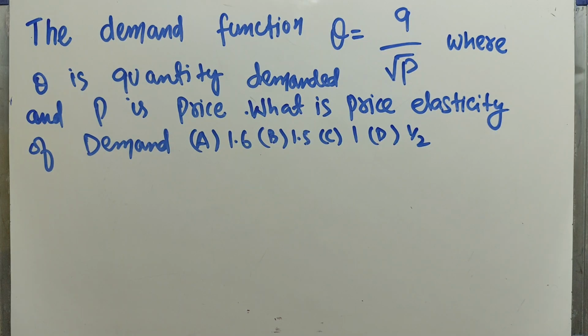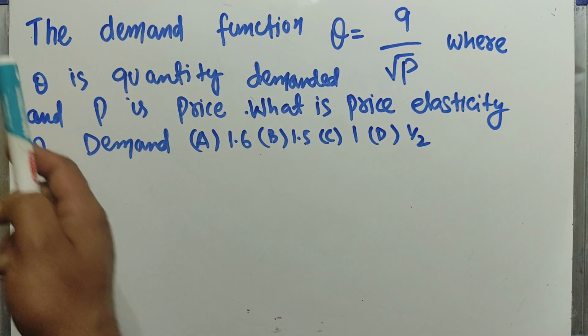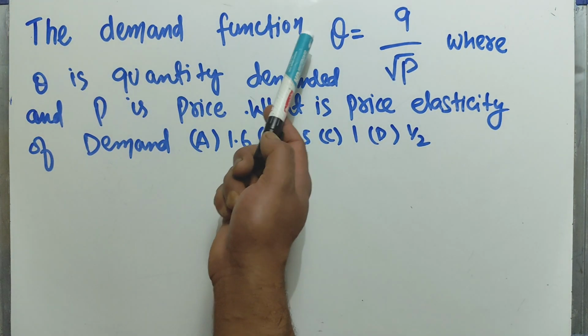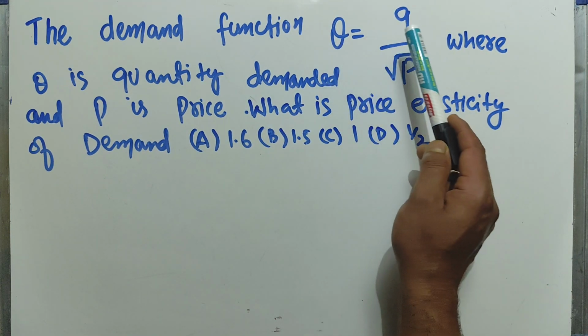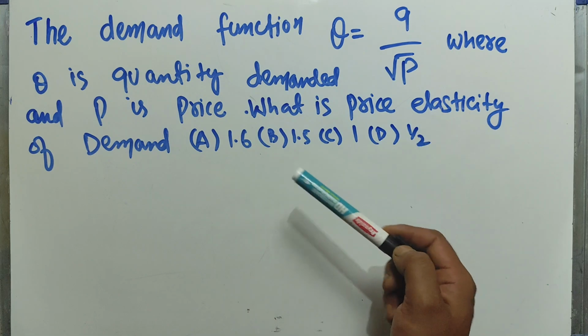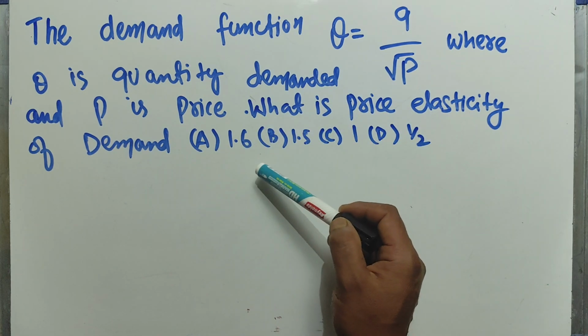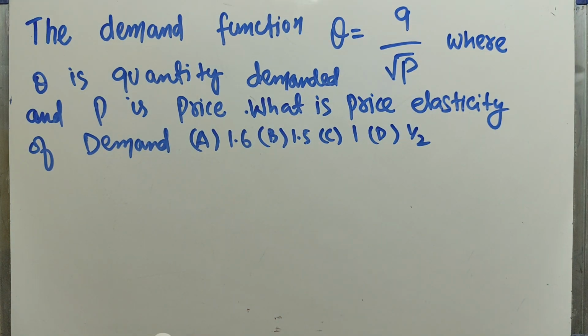The question is to find out the price elasticity of demand. The demand function is Q equals 9 upon under root P, where Q is the quantity demanded and P is the price. We have to find out the price elasticity of demand. Options are being given. We need to find out the correct option.